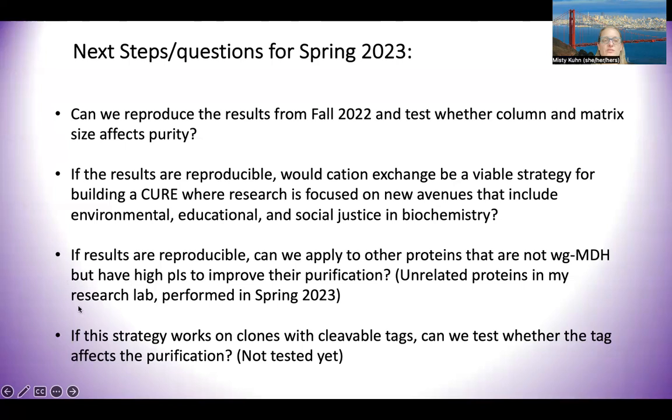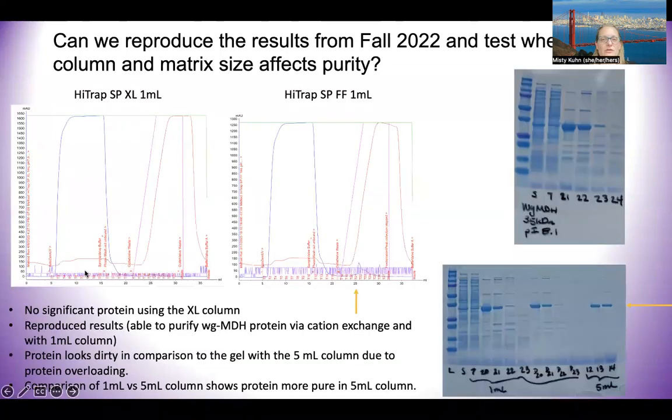We also extended this research into my research group, where we were testing whether or not the strategy could be applied to other proteins. And we basically found that yes, it can. That's the short version of the story. It's more complicated than that, but it can. And then there's this open-ended question that we still currently have about whether or not the polyhistidine tag itself, because it was a non-cleavable system, is actually affecting the purification. Again, I can talk more about this later on.